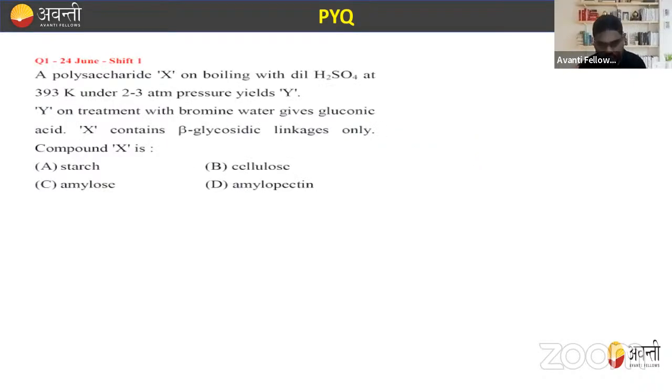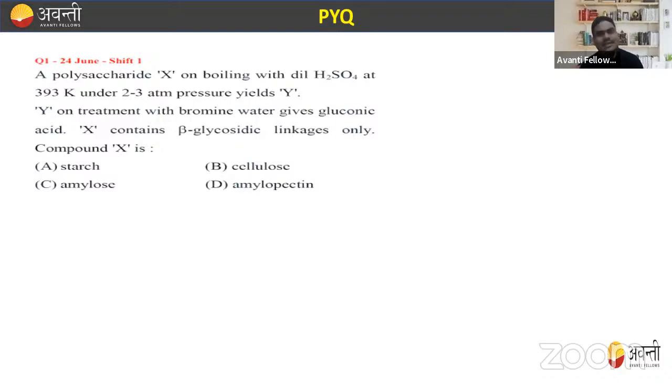Now, again move to the biomolecules. So this question is from biomolecules, right? So what does the question ask, beta? A polysaccharide X on boiling with dilute H2SO4 at 393 Kelvin under 2 to 3 atm pressure gives Y.